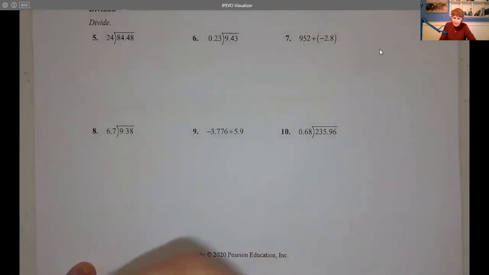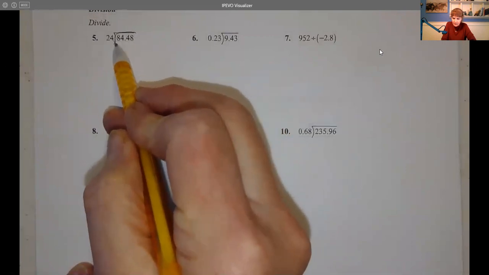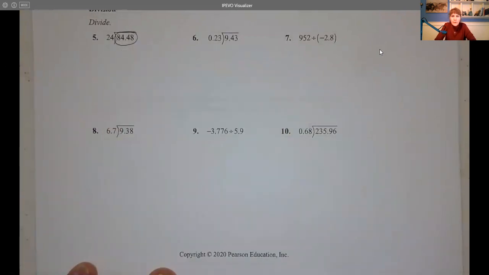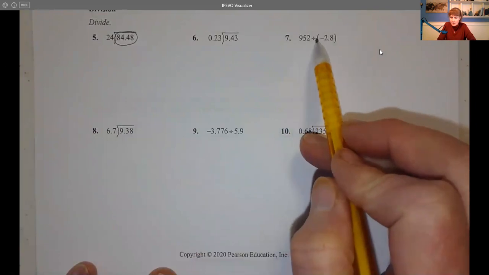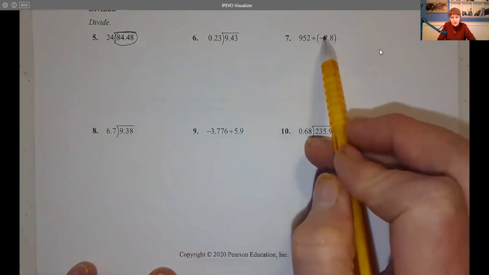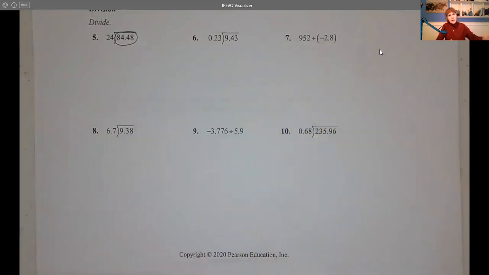And just a couple of things. Remember, this goes in the calculator first. So it would be 84.48 divided by 24. Here, obviously, you would just type it in. Pay attention to the negative. Your answer will be negative because if you have one negative and one positive, then your answer will be negative. But really, for the most part, I would just use a calculator.